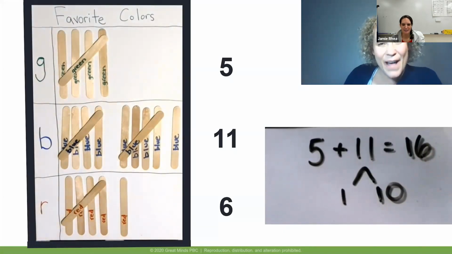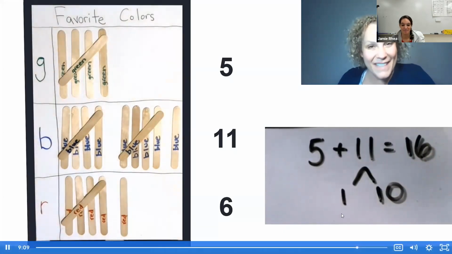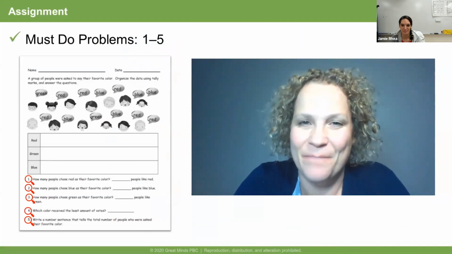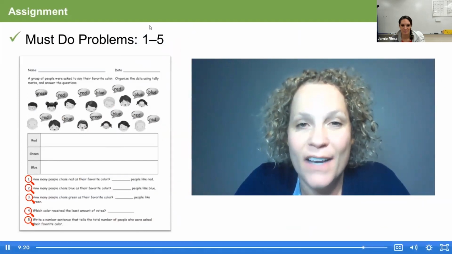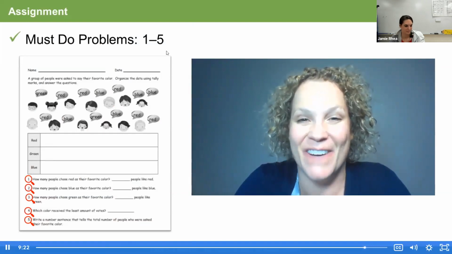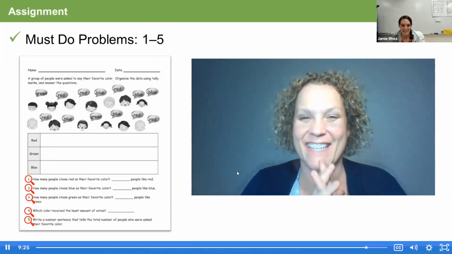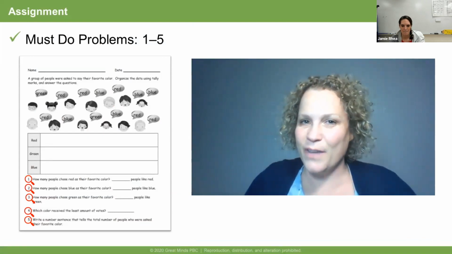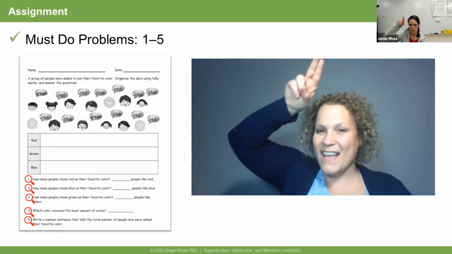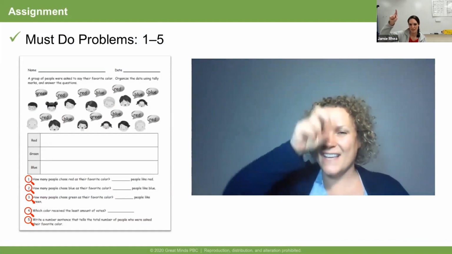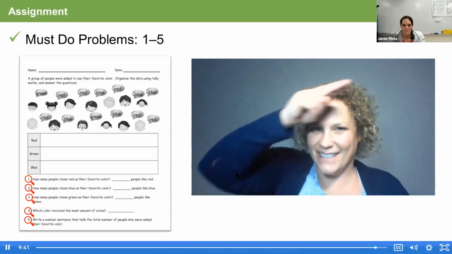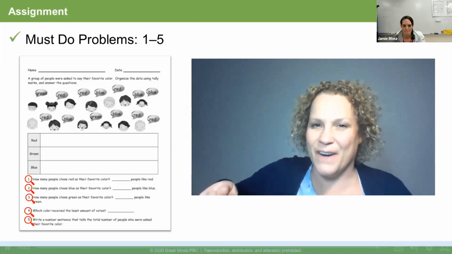See how this data table helps us to answer questions about data? You did so good today. It's time to show what you know on the problem set. Your must-do problems are 1 through 5, and you get to make your very own data table. Yay! Remember, you can organize your data using tally marks. Do this with me. 1, 2, 3, 4, 5. Every fifth count gets a diagonal line over the first 4.